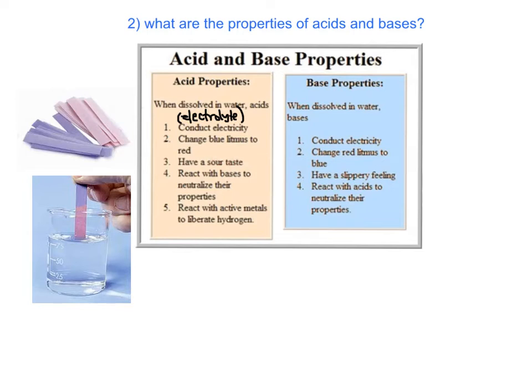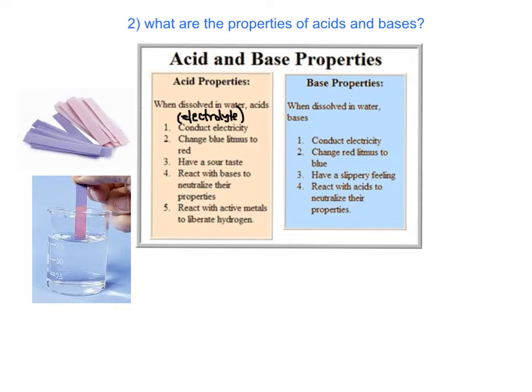Acids tend to have a sour taste, so you can think about things that are sour, like lemons and limes. Those things are acidic. They tend to react with bases to neutralize their properties. We're actually going to talk about that in the next video. So we'll talk about this a little more then.